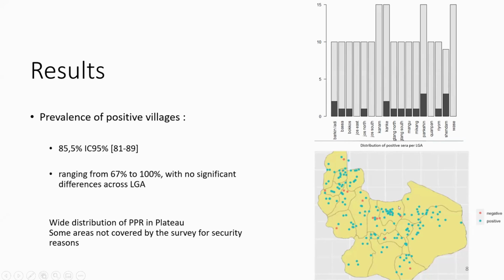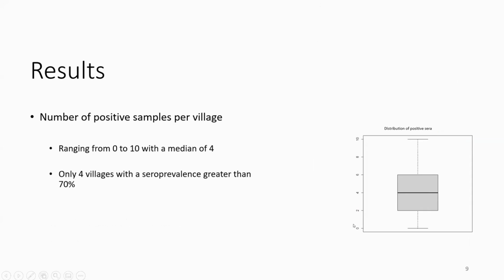And with the map, this is the distribution of positive and negative animals. The red dots indicate the negatives, while the green dots indicate the positives. I know you will ask the question why some of the regions were not visited. It was due to security reasons and accessibility. That was why some regions were not visited.